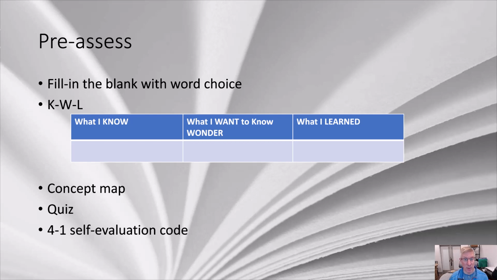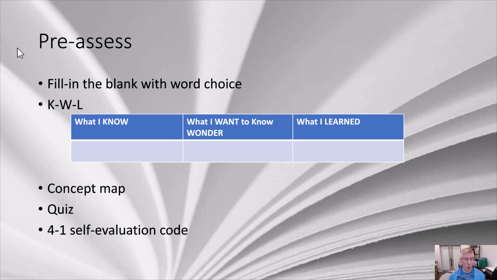For example, fill in the blank can be used as a pre-assessment, and then you can use that exact same fill in the blank as a formative assessment for some or for all students. Same thing with the KWL. What do I know? What do I want to know? What do I wonder? And what have I learned? Perhaps providing a word bank where the students would fill this in at the beginning would also help you determine what vocabulary knowledge they have.